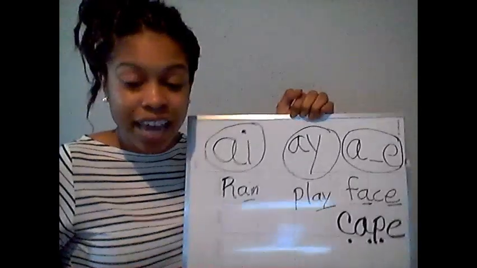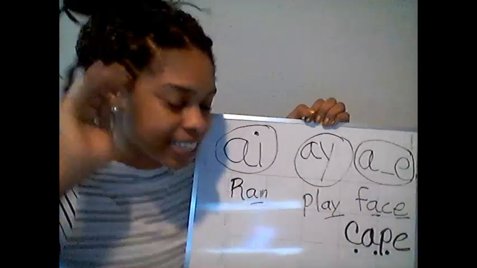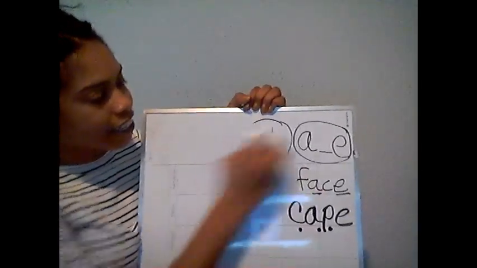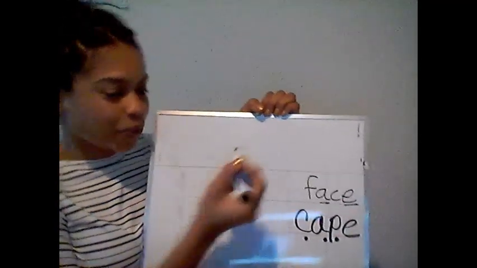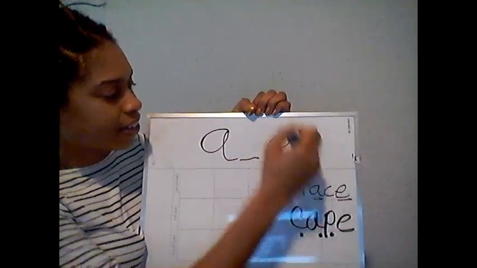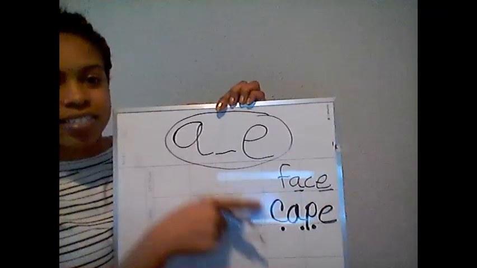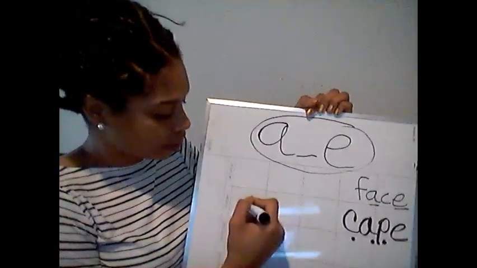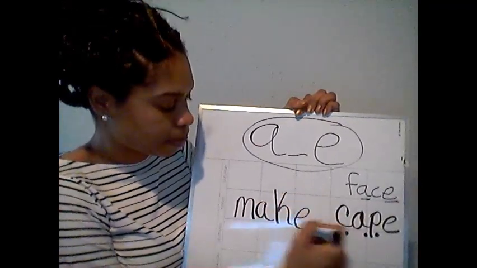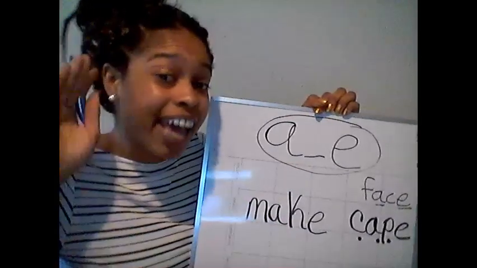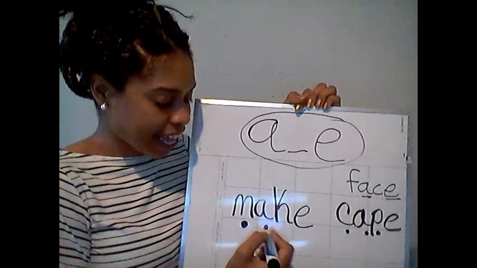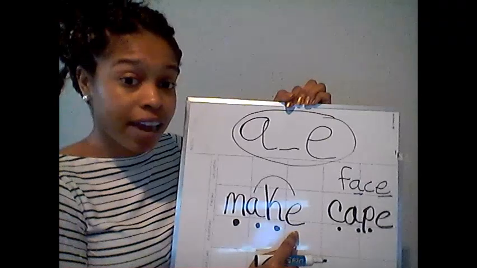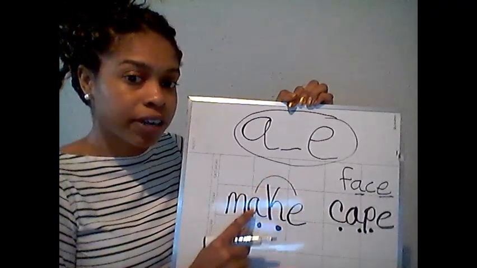Okay? Now, let's look at more words that have the magic E with the A sound. So, bye-bye rain. Bye-bye play. Now, we are only thinking of the A sound with the magic E. So right now we have face, cape, both with the A sound and the magic E. What about this word? Make. Make has the A sound. A with the magic E. Make. Remember, this letter now, it doesn't make a sound because it's given all of its power to this letter.